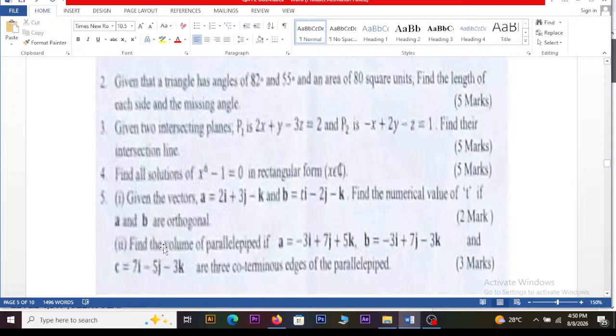Question 5, Roman 2. Find the volume of the parallelepiped if A is equal to negative 3i plus 7j plus 5k, B is equal to negative 3i plus 7j minus 5k, and C is equal to 7i minus 5j minus 3k are 3 coterminous edges of the parallelepiped.